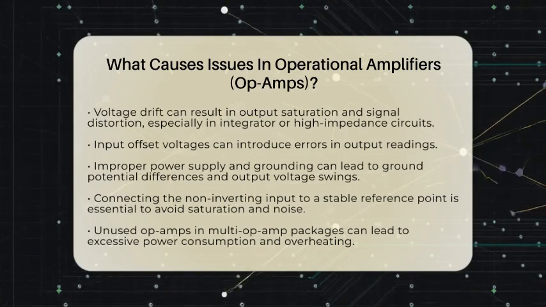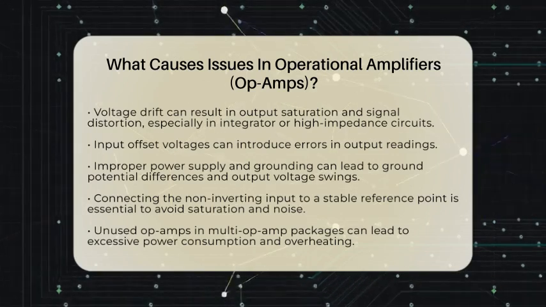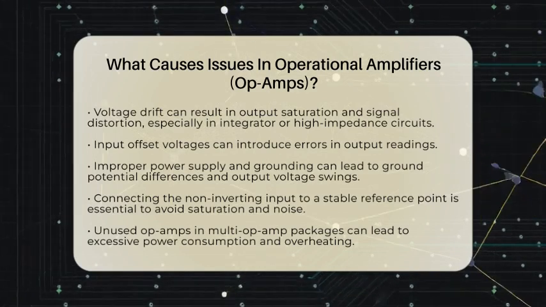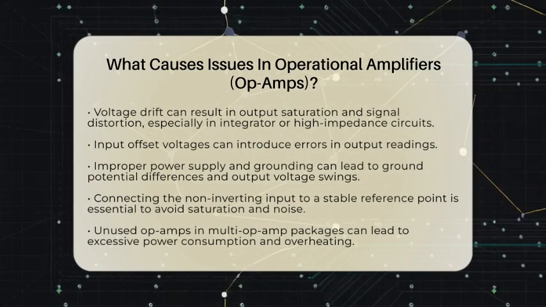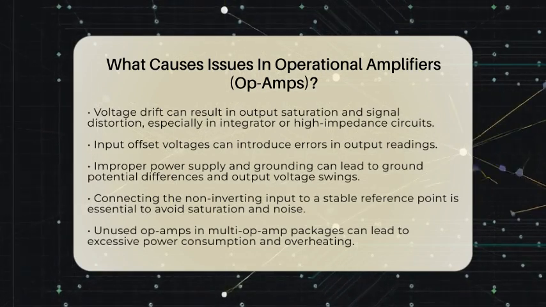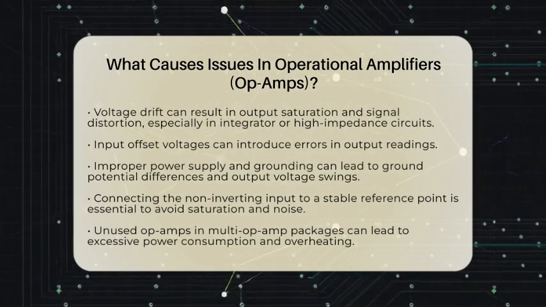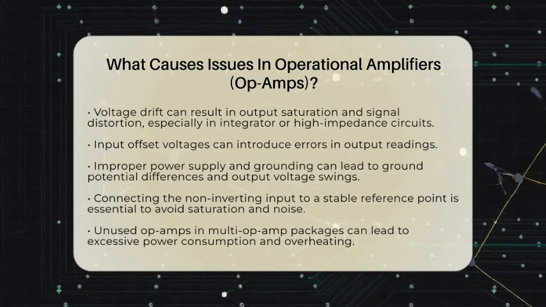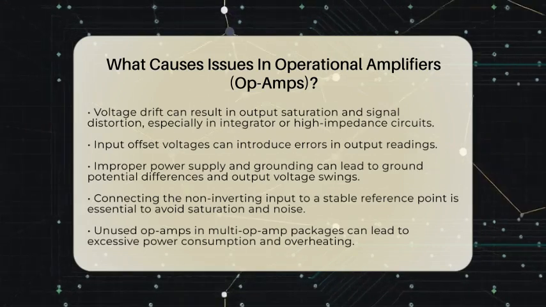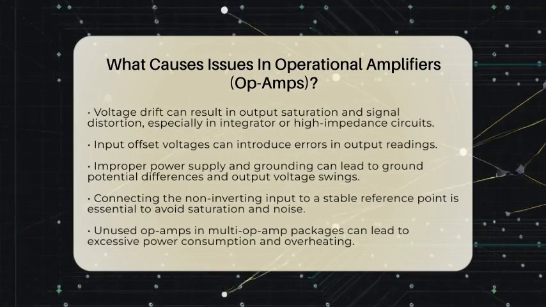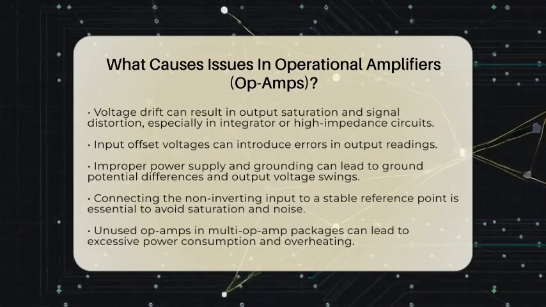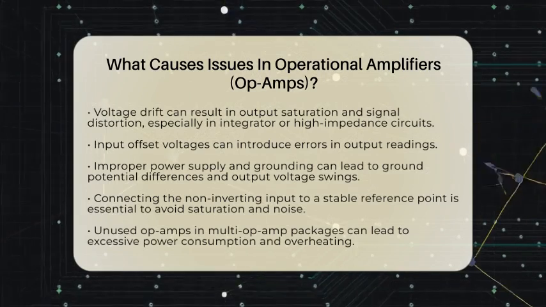Improper power supply and grounding can create more issues. If grounds are poorly connected, it can lead to ground potential differences. This can cause output voltage swings between supply rails. It is crucial to connect the non-inverting input to a stable reference point to avoid saturation and noise. Additionally, unused operational amplifiers in multi-op-amp packages can lead to excessive power consumption and overheating.